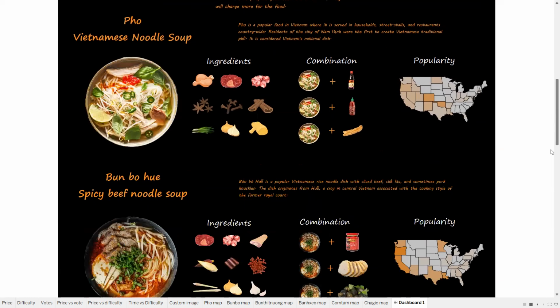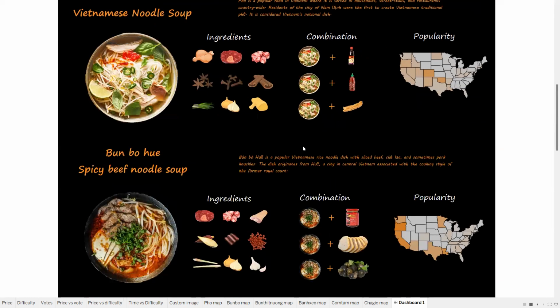The second dish that I want to introduce to you is the bún bò Huế, which is another noodle soup.